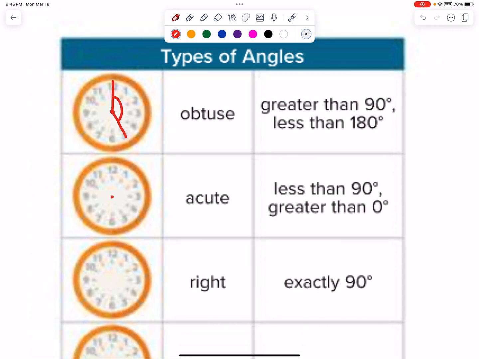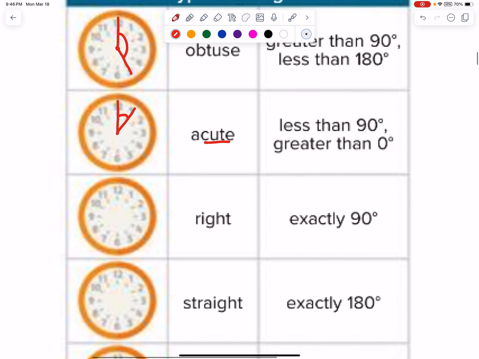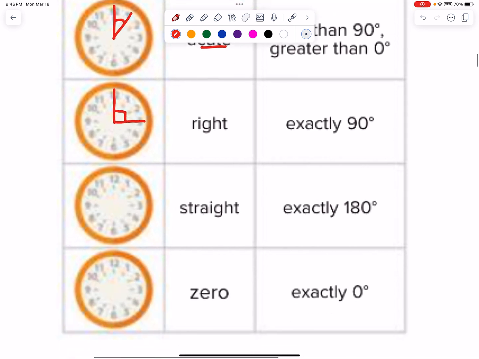So let's go ahead and do acute. And remember, the trick is a cute little angle. And so that's less than 90 degrees. So we can have it go straight down, maybe going up this way, and let's go ahead and show that arc there. A right angle we know is 90 degrees, so let's go ahead and represent that. We represent that with a box. Straight is exactly 180, so that's going to be straight through the point and all the way around. So I'll show the arc like that.